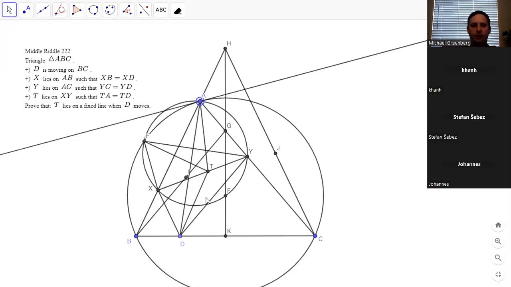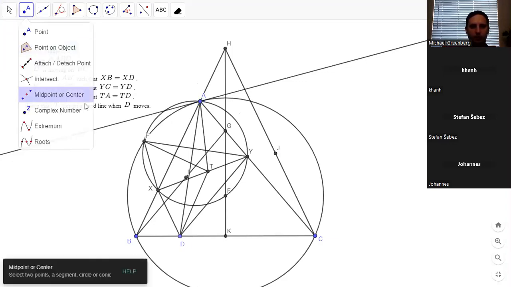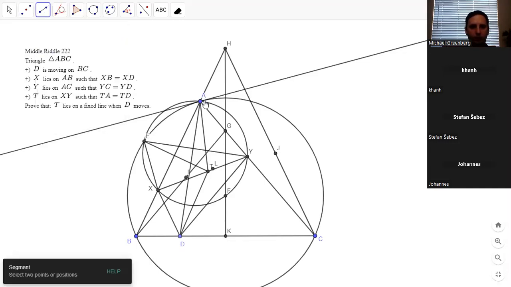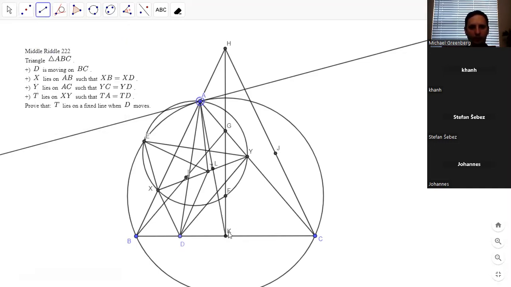Oh, this almost looks like a Gauss line, kind of, because if you consider AGKB, then I is the midpoint of BG, J is the midpoint of HC, and then the midpoint of AK would have to be on this line too. So basically, if you draw the midpoint of AK, then we want to show that TL is parallel to the tangent.